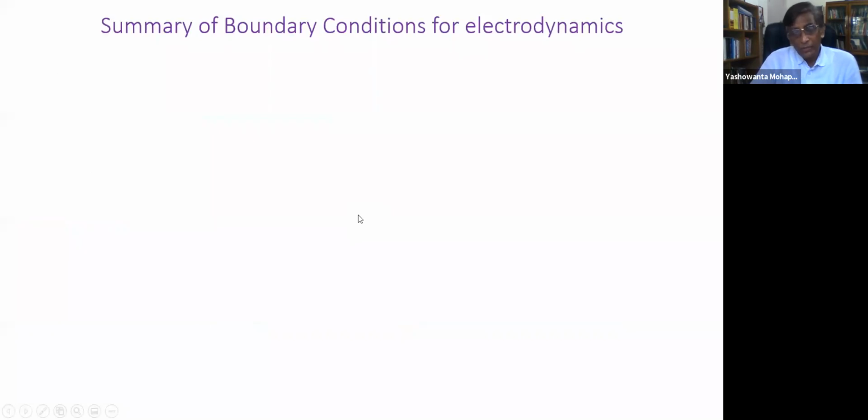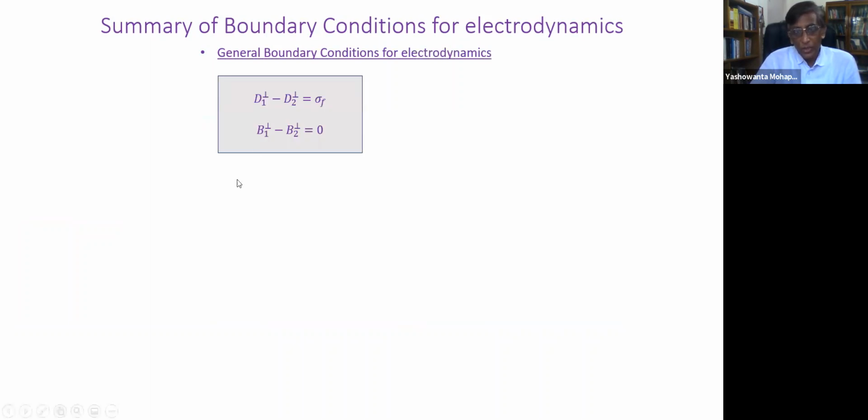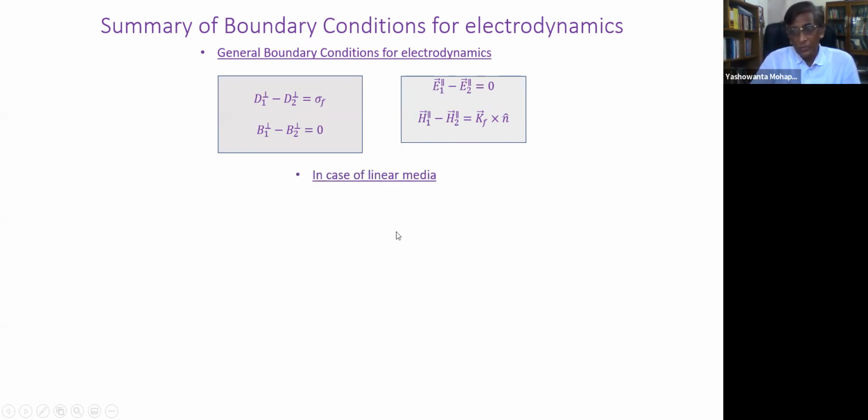So I can even summarize further the general boundary conditions for electrodynamics. D1 and D2 normal differ if there is a free charge at the interface, otherwise they are equal. B1 normal and B2 normal are equal. E1 parallel is always equal to E2 parallel. H1 parallel, of course, depends on whether there is a free current at the interface. So these are the general boundary conditions for electrodynamics. But in the case of linear media, one can simplify. Instead of D1, you can write epsilon 1 E1, because we know the linear relationship.